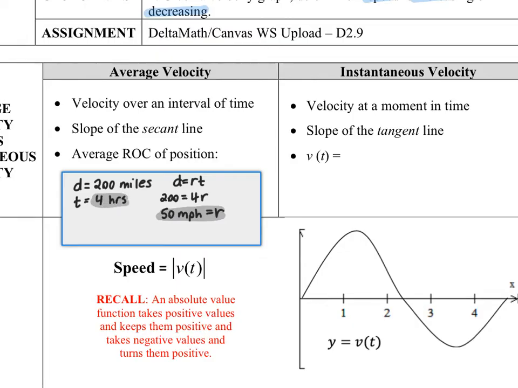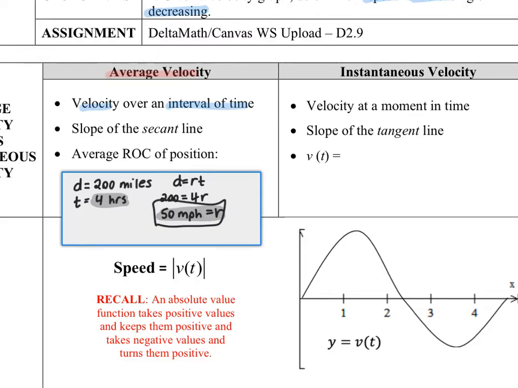It doesn't mean that you went 50 miles per hour during those 4 hours. It just means that that was your average. So sometimes you might have gone faster, sometimes you might have gone slower, and just the average ended up being 50 miles per hour. So that's the question that you're answering when you do an average velocity. You're finding velocity over an interval of time, and it is just an average.